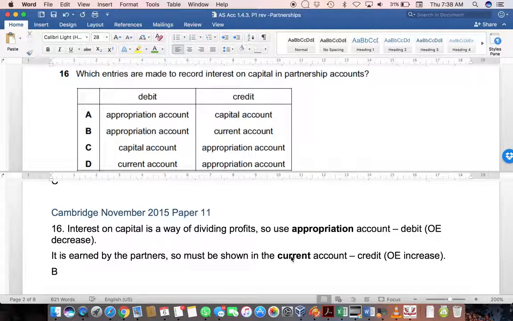Now we just need to decide which one will be debited and which one will be credited. Well, the interest on capital is a way of dividing the profits, similarly to where you pay out a salary and you divide the profits between the partners, and so therefore the appropriation account will need to be debited because we are reducing the profits. Similarly, the current account as an owner's equity account must be increasing, and so therefore we will credit it. So we will then debit appropriation, credit current account. There's our answer. We will choose B.